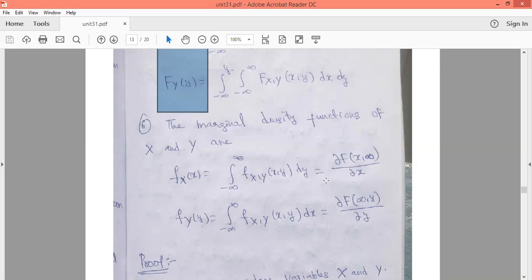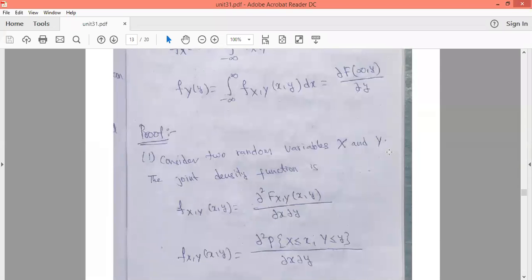What is this? This is nothing but the derivative of the distribution function, where in this distribution function the y term is equal to infinity. Similarly for f_Y(y), we do integration with respect to x, and the limits of integration will be minus infinity to plus infinity. Otherwise, we can take the derivative of the distribution function with x equal to infinity and y with the corresponding values. That gives us the marginal density functions. Now we'll see the proofs of this.